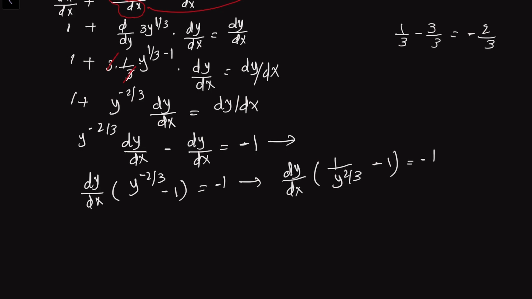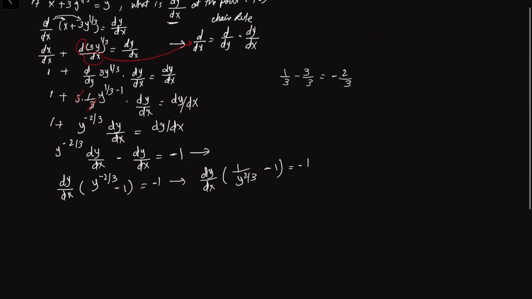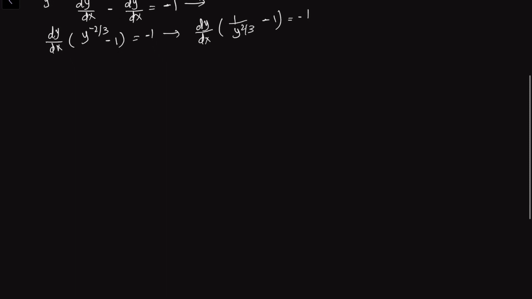Okay, then let's get a common factor here. So for dy over dx, let's take y to the negative 2 over 3 as a common factor. So it will be y to the negative 2 over 3 times, this is going to be 1 minus y to the 2 over 3, equal to negative 1. Okay?